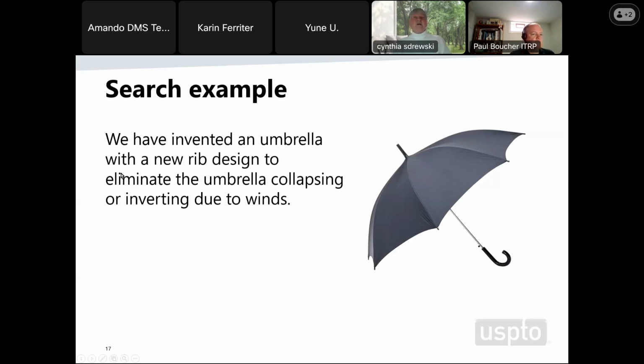All right, so our example is we're going to invent an umbrella that has a new rib design that limits the umbrella from collapsing or turning inside out.